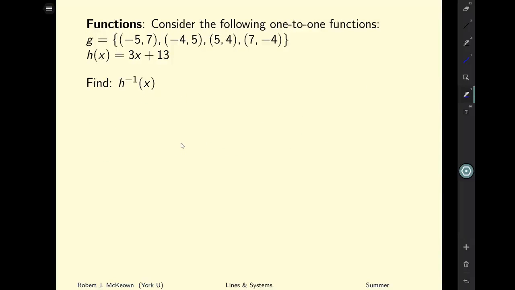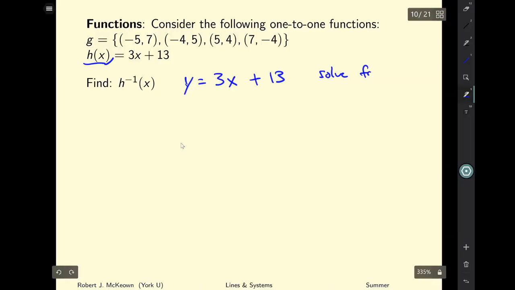So we're asked to find the inverse of h of x. I'm going to start it off by writing y is equal to 3x plus 13. And now I'm going to solve for x. So I'm going to isolate x on the left-hand side of the equation. I'm going to have 3x is equal to y minus 13, and then x is equal to (y minus 13) divided by 3.